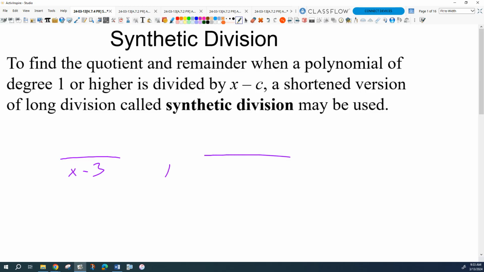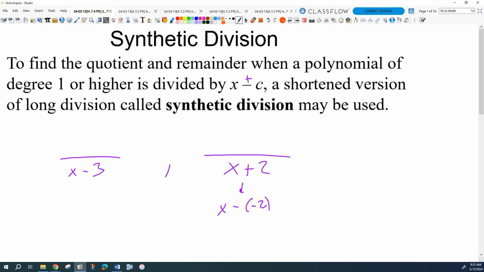What if I had a denominator that looked like x plus 2? Is that in the form x minus a number? It is: x minus negative 2. We wouldn't write it that way, but it is the same thing. So technically you could have a plus or a minus sign in that binomial in the denominator. Either way, it's going to work.